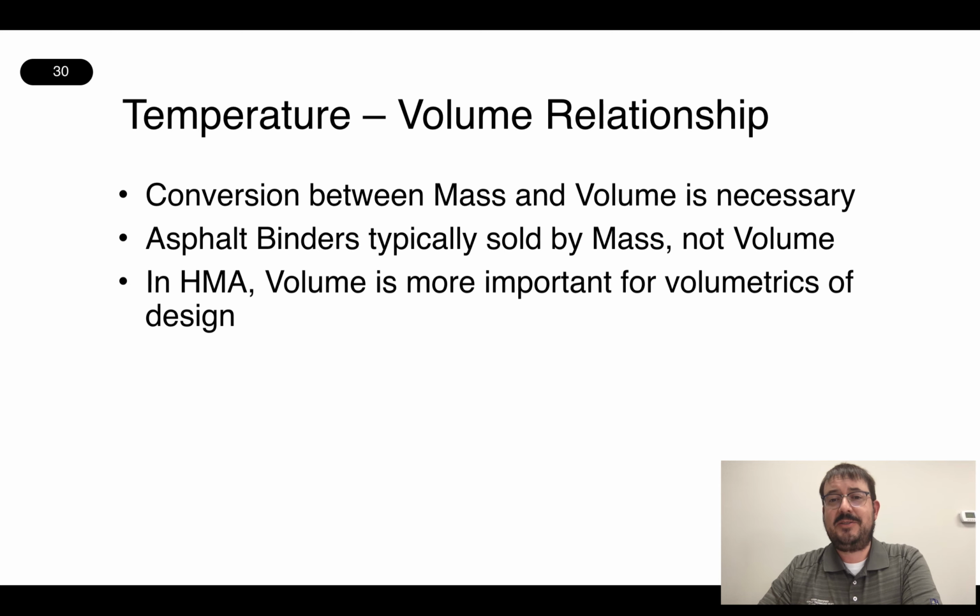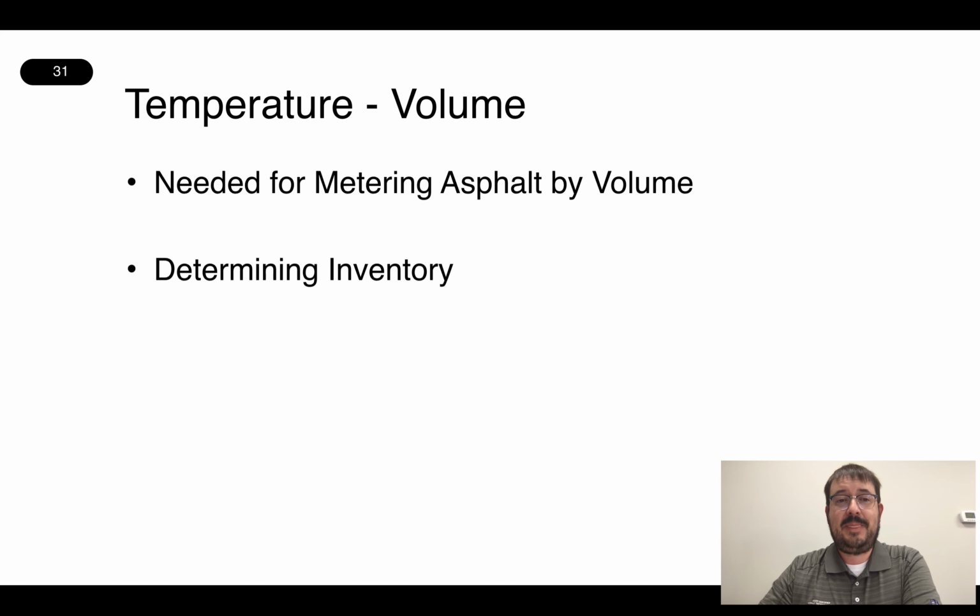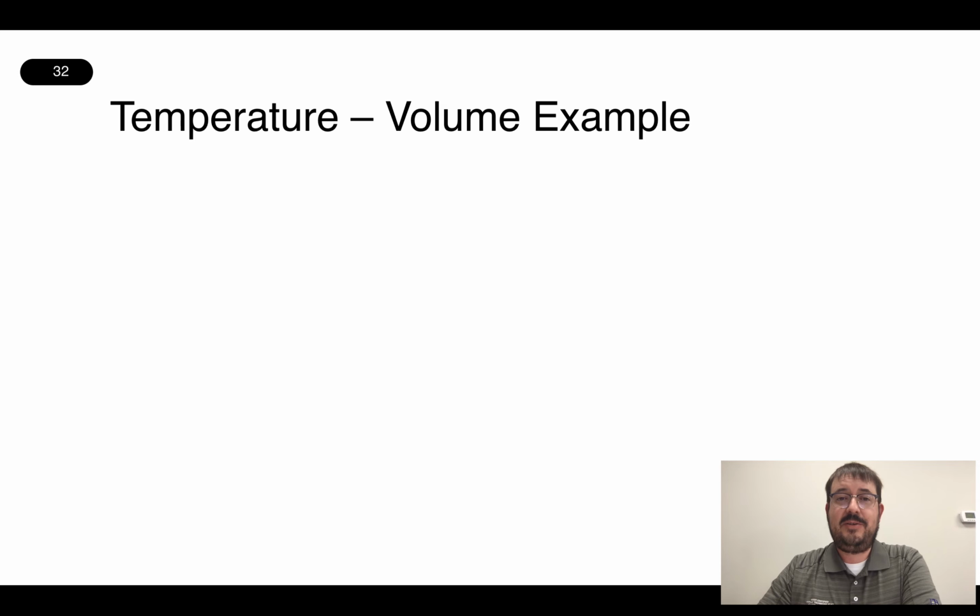Binders are typically sold by mass. They're sold by tons, not by volume. But in hot mix asphalt, volume is more important for the volumetrics in the asphalt mixture design. So why is it needed? It's needed for the metering of asphalt by volume at the plants, and it is also key and critical in determining inventory. So let's go ahead and do a temperature volume example for asphalt binders.